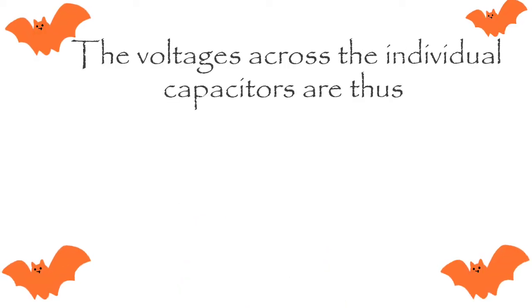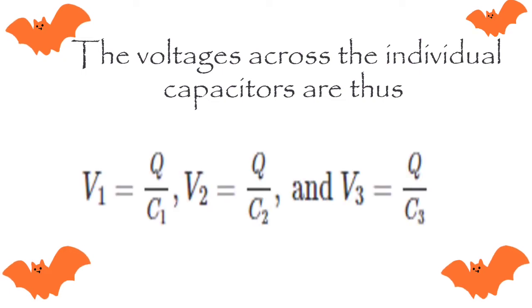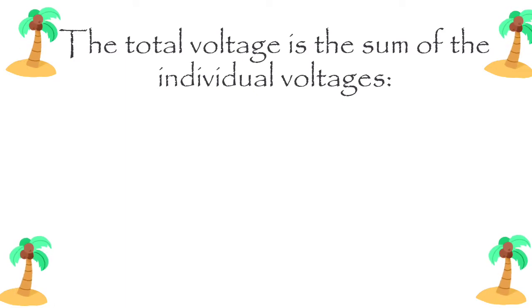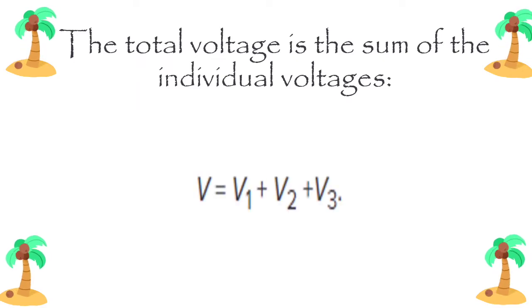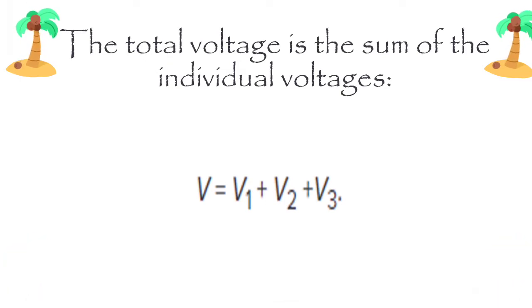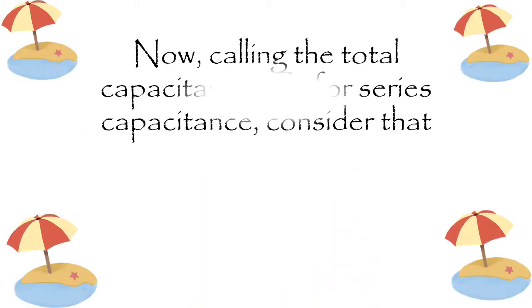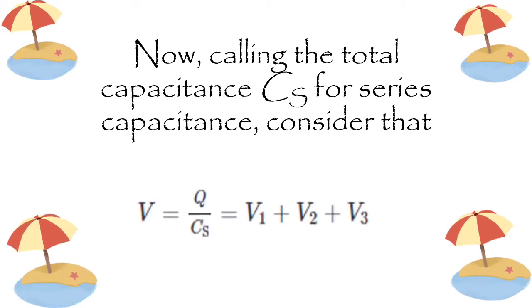The voltage across the individual capacitors are thus V sub 1 equals Q divided by C1. For V sub 2 naman is equal to Q divided by C2, and for V sub 3 equals Q divided by C3. The total voltage is the sum of the individual voltages. So V equals V sub 1 plus V sub 2 plus V sub 3. Now, calling the total capacitance CS for series capacitance, consider that V equals Q divided by CS, which is also equivalent to V sub 1 plus V sub 2 plus V sub 3.